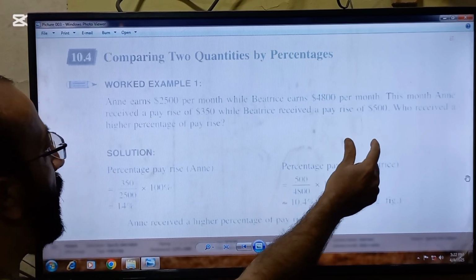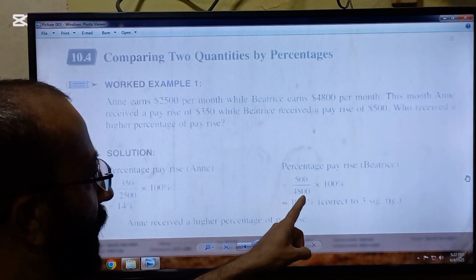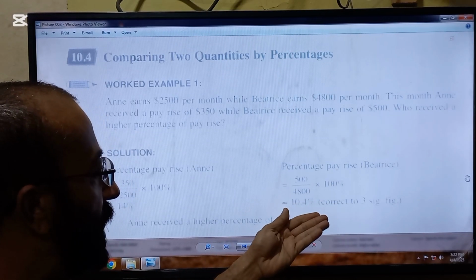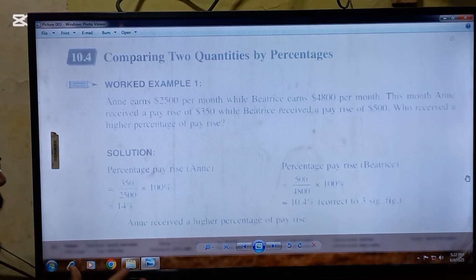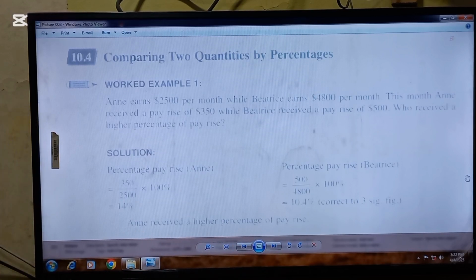His total pay, that is $4,800, will be put in the denominator, multiplied by 100%, and after cancellation you will get an answer of 10.4%. So from here you can clearly see Annie received a higher percentage of pay rise.